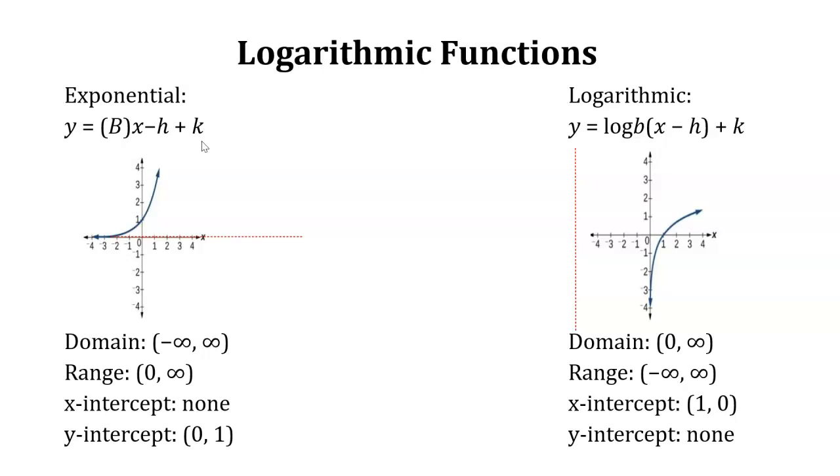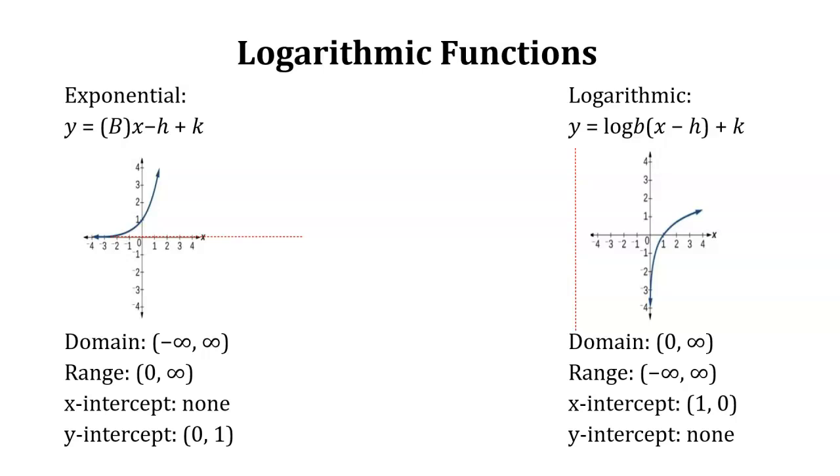So the h and the k still apply to exponential and log graphs. Remember, it's opposite h and same k. For our domain, the exponential will always be negative infinity to positive infinity. So it's never ending to the left and right. Domain is based on the x.